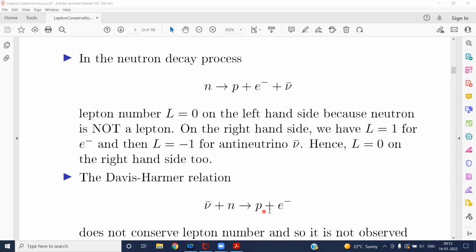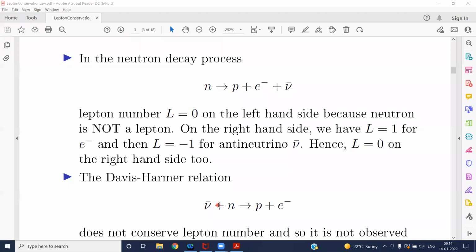Left hand side is -1, right hand side is +1. So it doesn't happen. Davis and Harmer were checking this process, and it did not happen, which told us that neutrino and anti-neutrino are not the same particle. Suppose I put a neutrino instead of an anti-neutrino here.